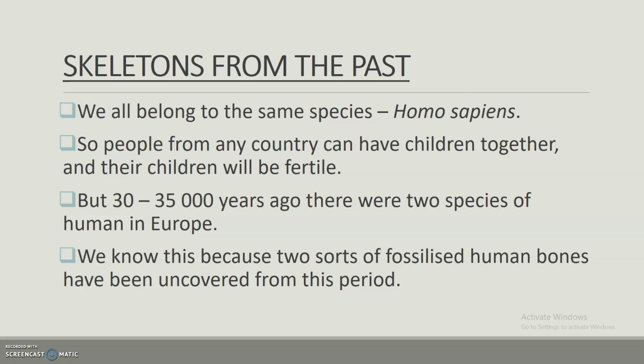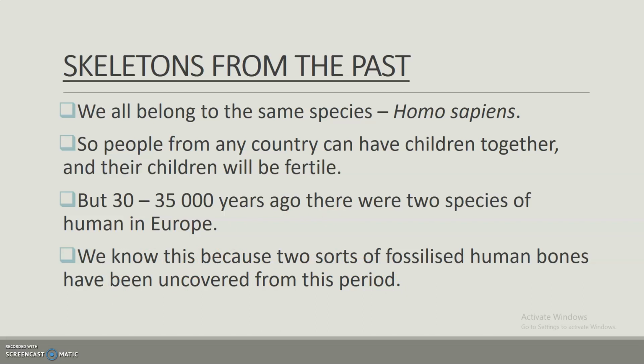But 30 to 35,000 years ago, see, it's a long time before, 35,000 years before, there were two species of human in Europe. Okay, so don't think that only one species of human beings is there. But many years ago, 35,000 years ago, there were two different types of species of human beings in Europe. We know this because two sorts of fossilized human bones have been uncovered from this period.